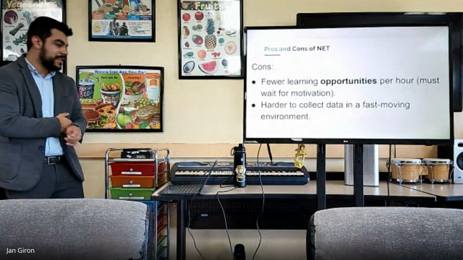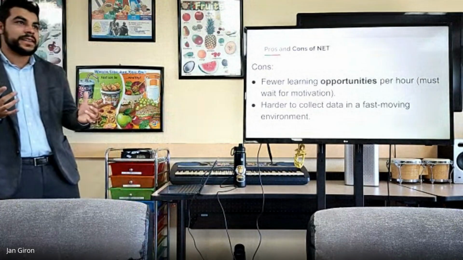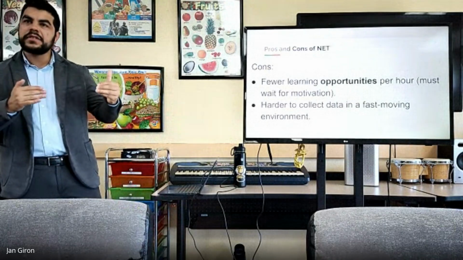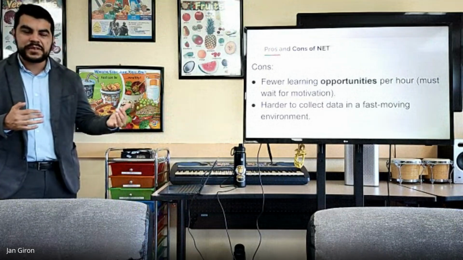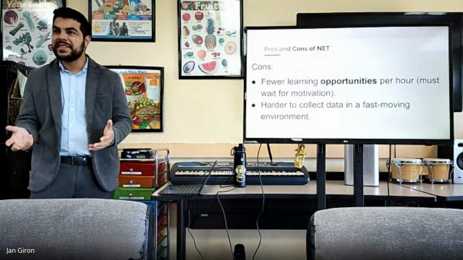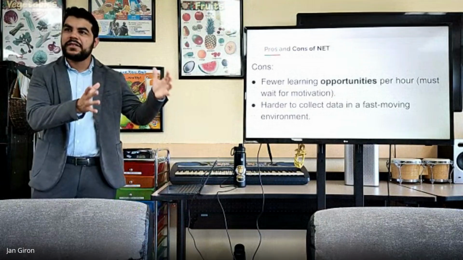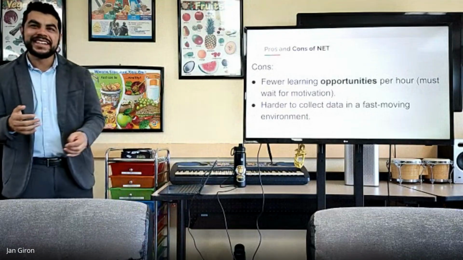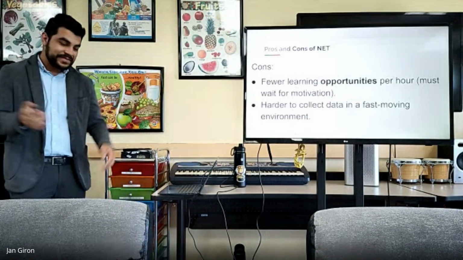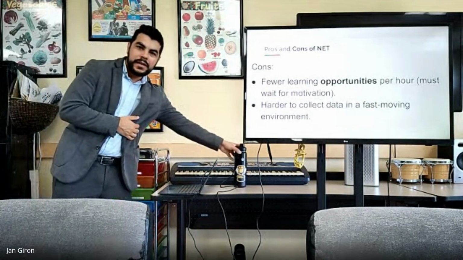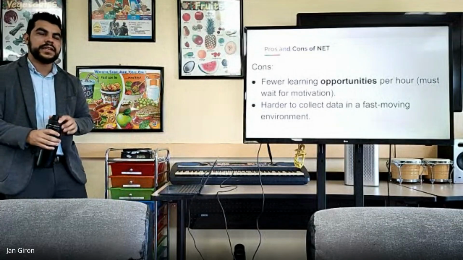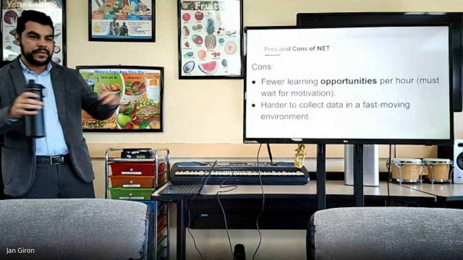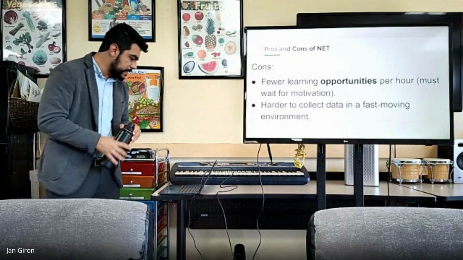Now the cons. Just by the fact that we have to wait for the individual to have a high enough motivation for the requests or the learning opportunities, it means there are that many fewer compared to if we were to set some time aside for discrete trials. So we've got to wait, and maybe there won't be any opportunity on a given day, because as we know, motivation is a dynamic variable. It's not set to a particular time or instance, but it can change by many degrees of context.